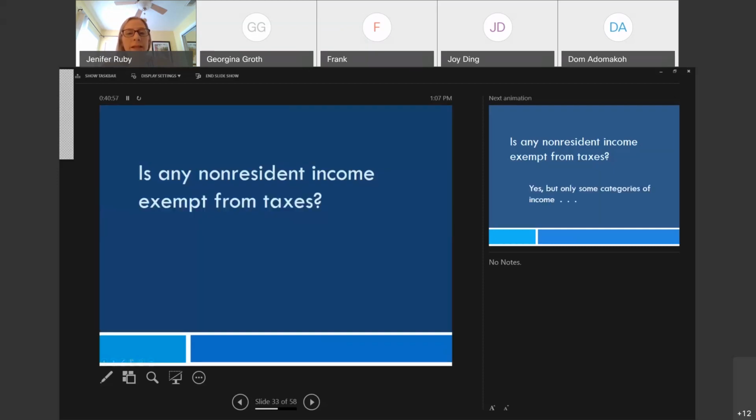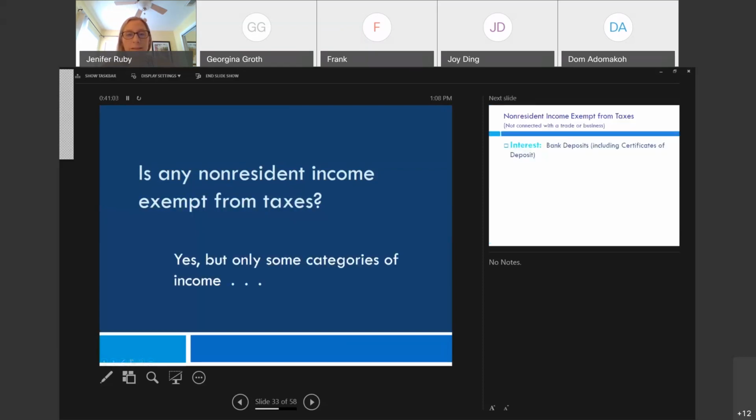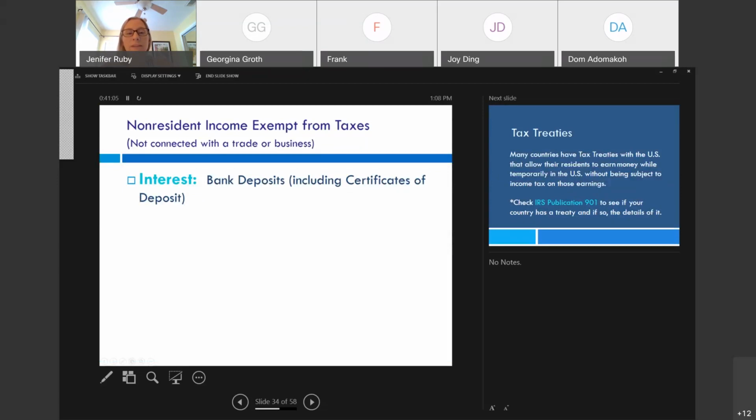All right, so is any non-resident income exempt from taxes? Yes. If you got a statement from your bank indicating that you earned interest, and that would be for your own personal bank account, not for a business account, that interest that you earned is not taxable.